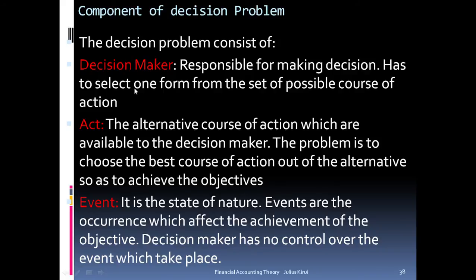Who makes the decision? The decision maker. How is the decision maker making the decision? Act: the alternative courses of action which are available to the decision maker. The problem is to choose the best course of action out of the alternatives so as to achieve the objectives.